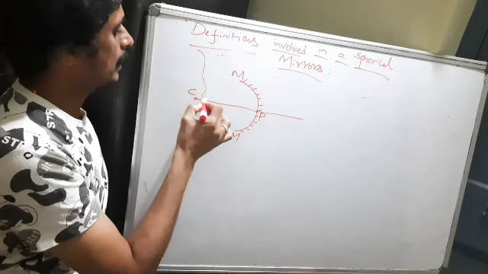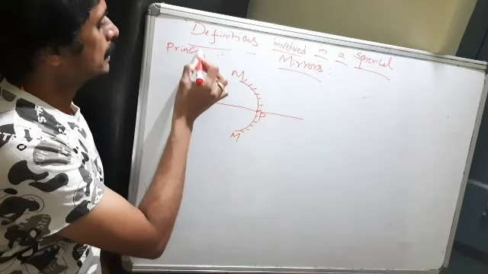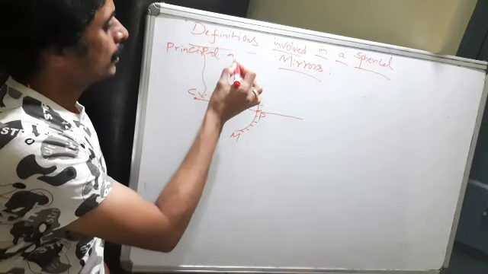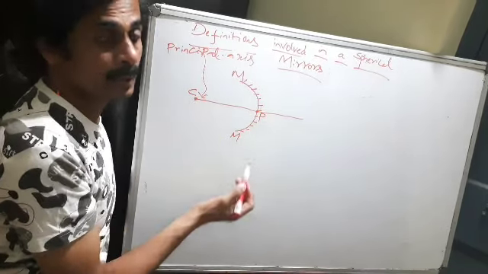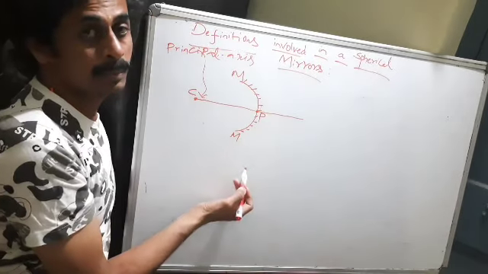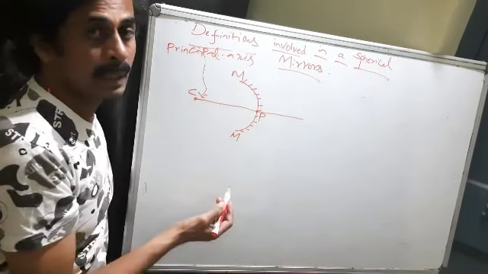This line is called the principal axis. What do you mean by principal axis? The line that passes through the center of the mirror and the polar vertex of the mirror. This line is called the principal axis.